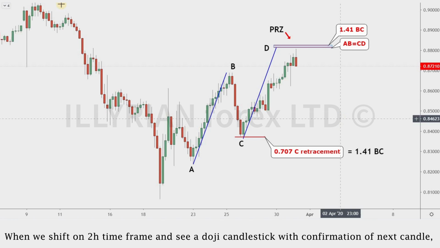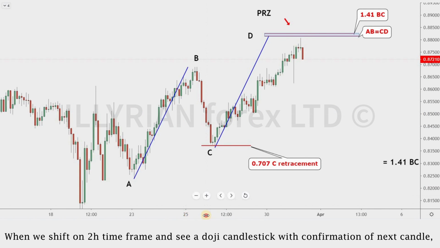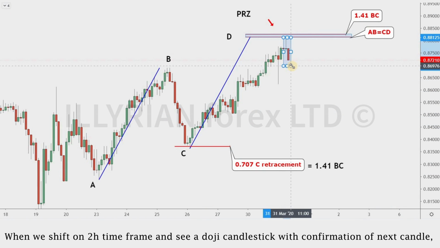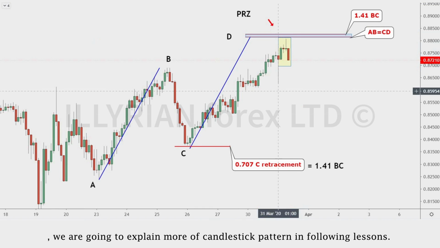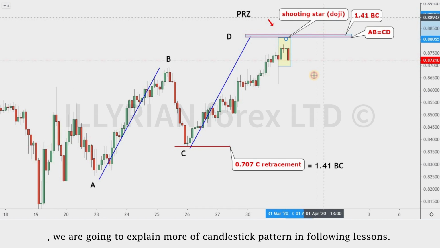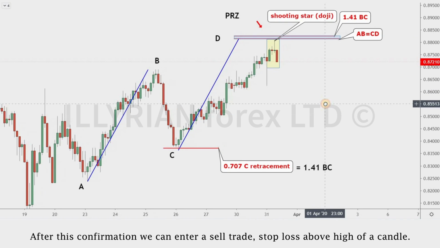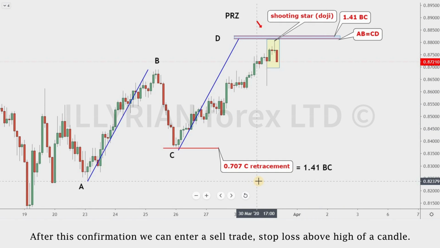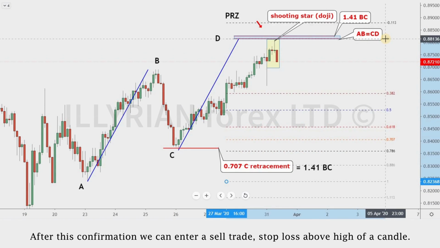When we shift to the 2H time frame, we see a doji candlestick with confirmation from the next candle. We are going to explain more about candlestick patterns in following lessons. After this confirmation we can enter a sell trade, with stop loss above the high of the candle.